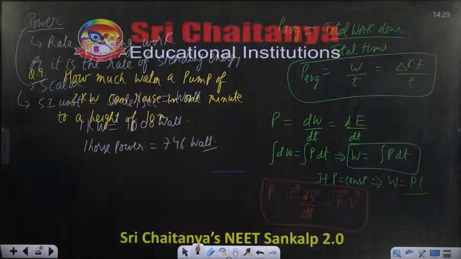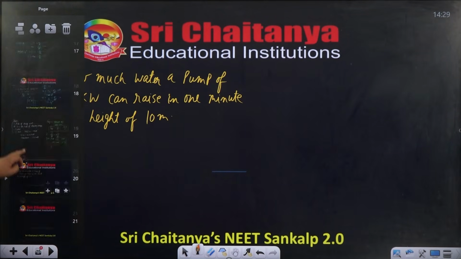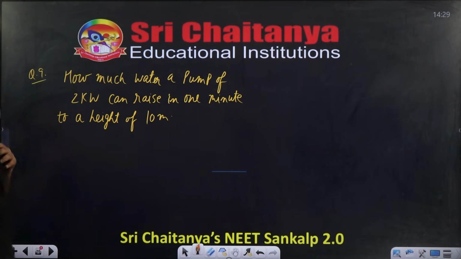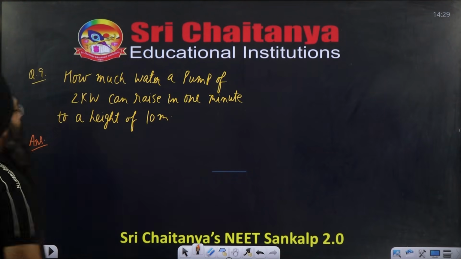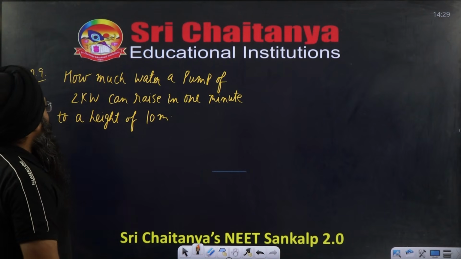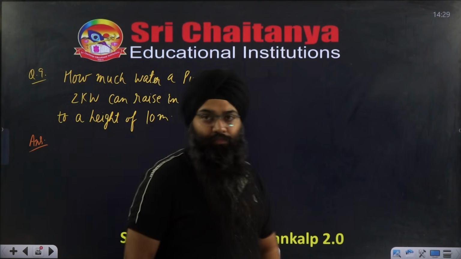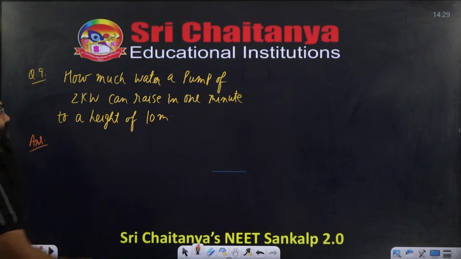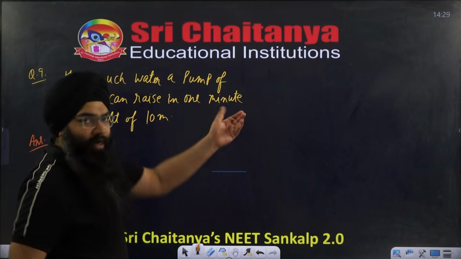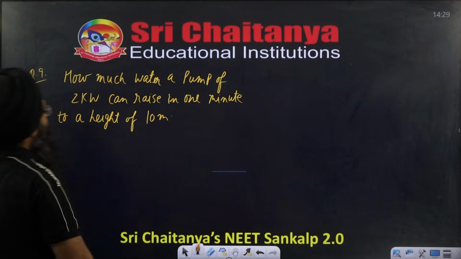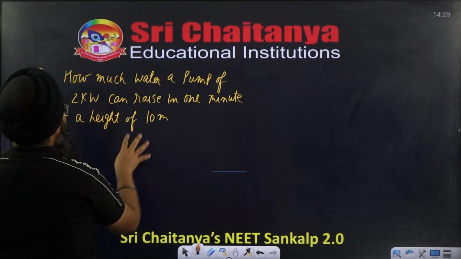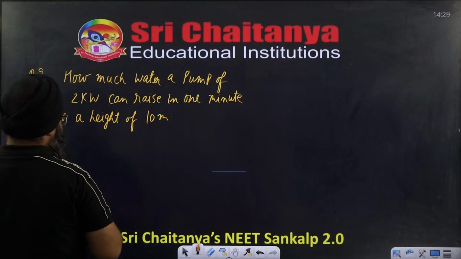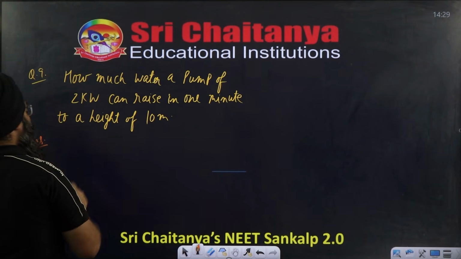Let me do one question so that you understand the concept of power. They are asking how much water a pump of 2 kilowatt can raise in 1 minute to a height of 10 meter. Basically they are talking about average power, because they have given a time interval of 1 minute. Since you have to raise water to a height of 10 meter, the work done will be equal to mgh.